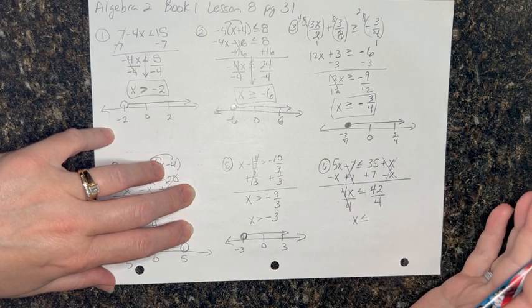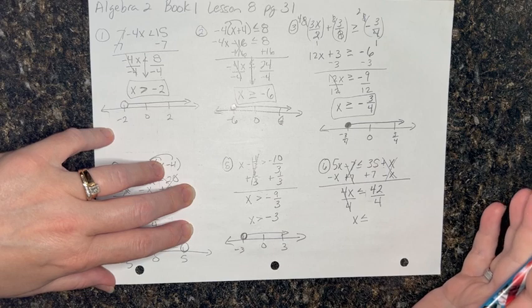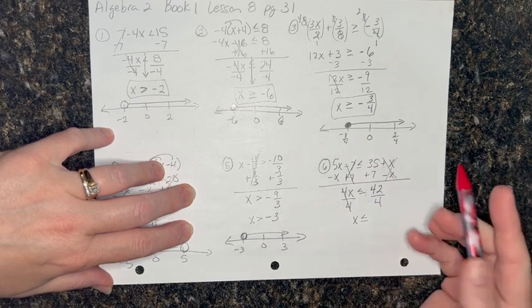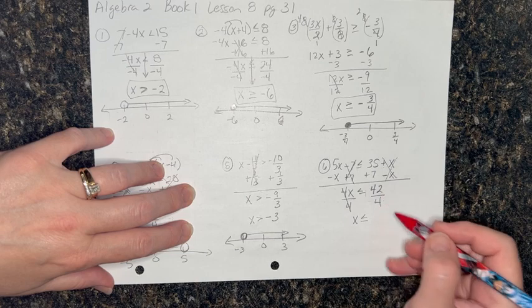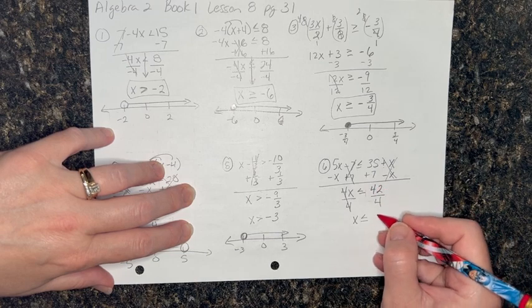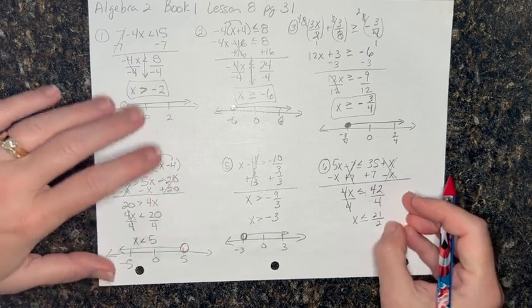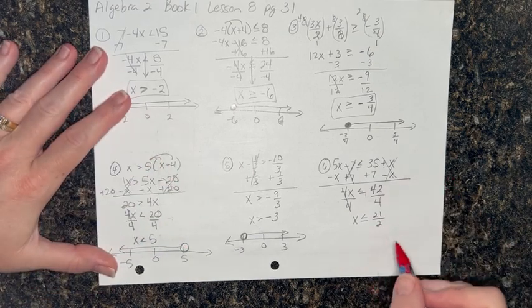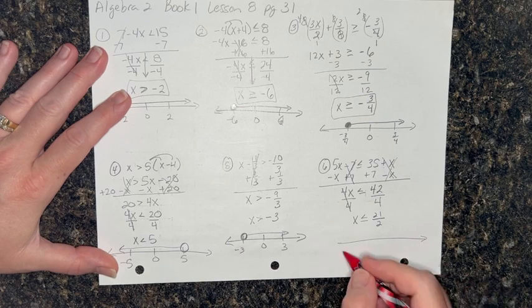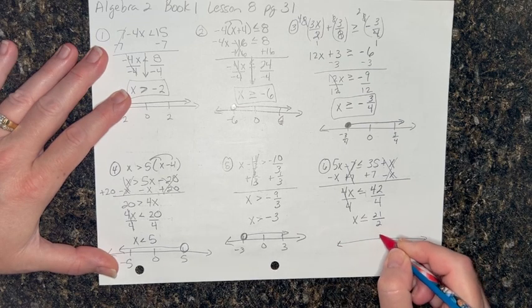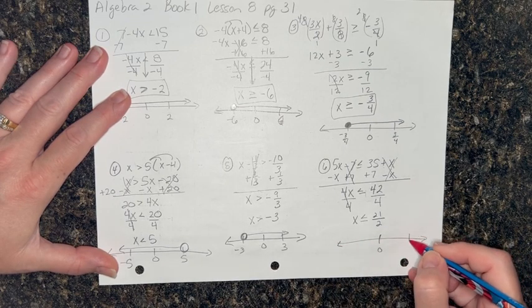Now, 4 does not go into 42 evenly, but we can reduce it by 2 at the very most. 2 goes into 42 21 times. 2 goes into 4 twice. So x is less than or equal to 21 over 2. Now, we're just going to leave it like that because I said so, and I'm a teacher.